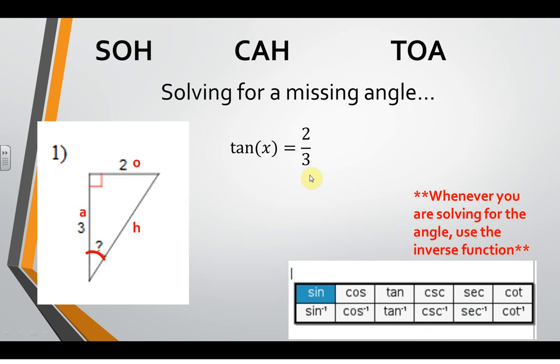Now here, whenever you're going to solve for the angle, you're going to use the inverse function. That is whatever function to the negative 1 that stands for the inverse. If you're confused as to why, if this was 3x equals 2/3, you guys would know to divide by 3 on both sides. That's because division is the inverse of multiplication. Tangent is a function. So to get rid of it, we have to apply the inverse.